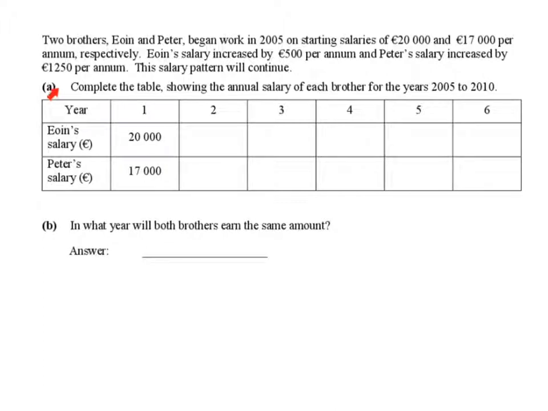So part A, complete the table showing the annual salary, so the yearly salary, of each brother for the years 2005 to 2010. So we have the years 1, 2, 3, 4, 5, 6, Owen's salary, Peter's salary, and then part B, in what year will both brothers earn the same amount?